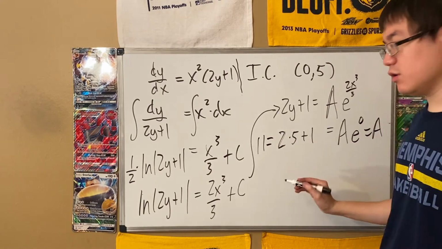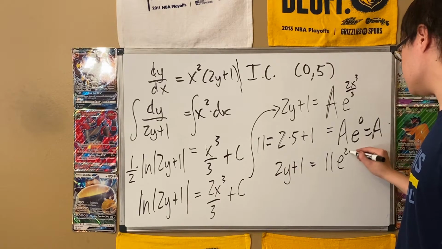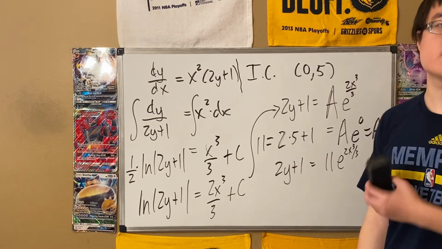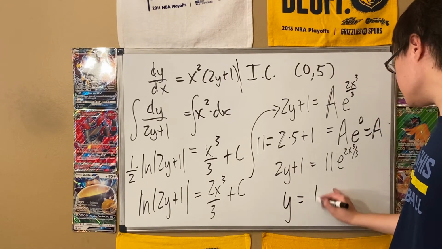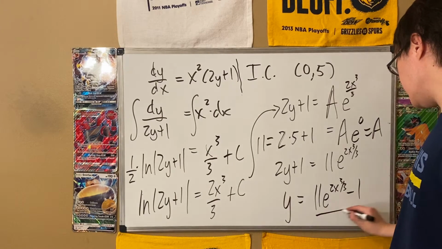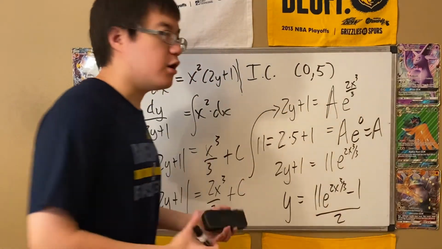So now we're ready to go. 2y plus 1 equals 11e to whatever this thing is. Last step, let's isolate. What do we do? We're going to subtract 1 and divide by 2, and we're going to call it a day. So this would be y equals 11 e to the 2x cubed over 3 minus 1, and we're going to divide all of that by 2, and that's the answer. So this is really the hardest it gets.